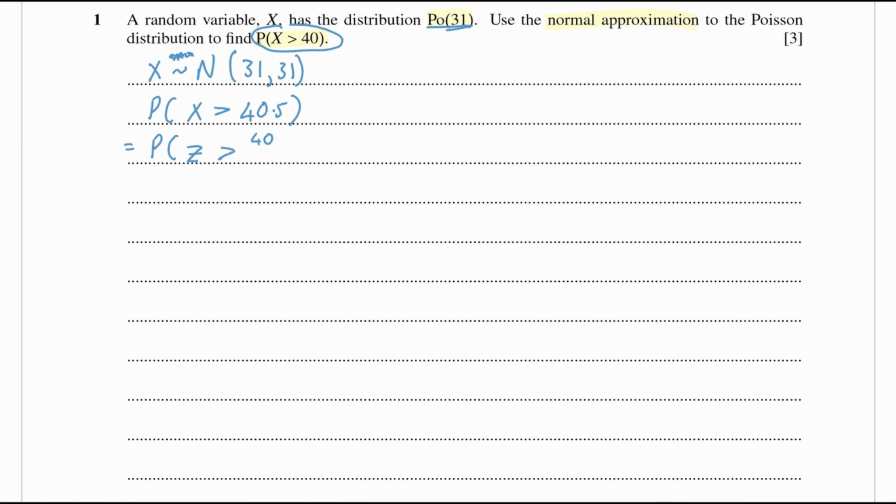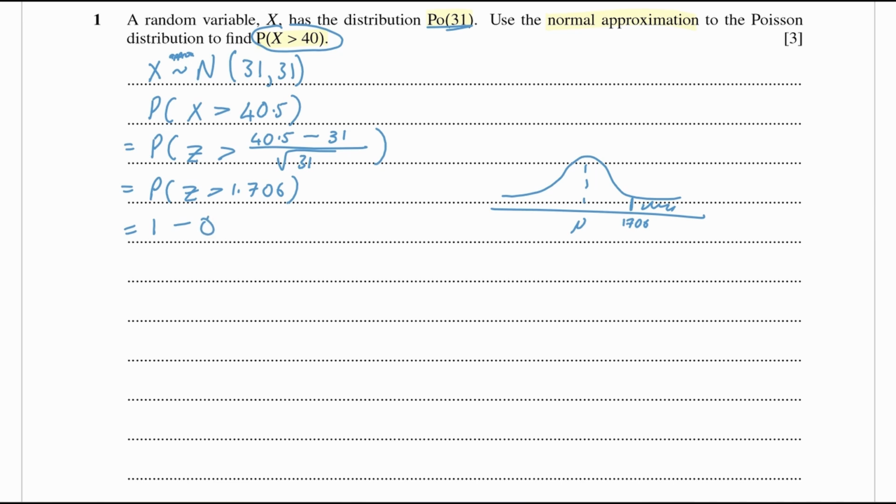We're going to have 40.5, we're going to subtract our mean, and we're going to put that over the square root of our variance. Now, when you put that into your calculator, you'll have z is greater than 1.706. If you're thinking about your normal distribution curve, it's going to look something like this. Here's our mean, and let's say 1.706 is over here. You want this bit here, so that will be equal to 1 minus phi of 1.706.